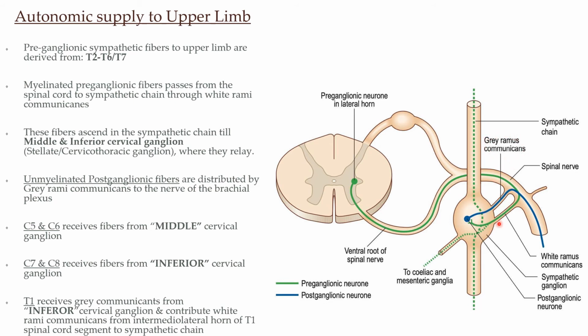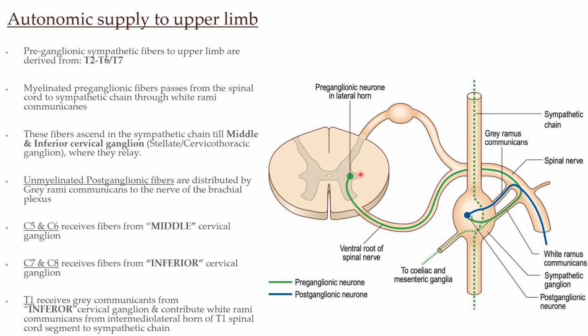The second fate of these preganglionic myelinated fibers is that they may either ascend up or descend down in the sympathetic chain and then relay in a lower or higher level sympathetic ganglion, from where the postganglionic fibers arise. The third fate is that they may come out of the sympathetic chain and relay in a ganglion present peripherally, from where the postganglionic fibers arise. With this background, let us proceed ahead.